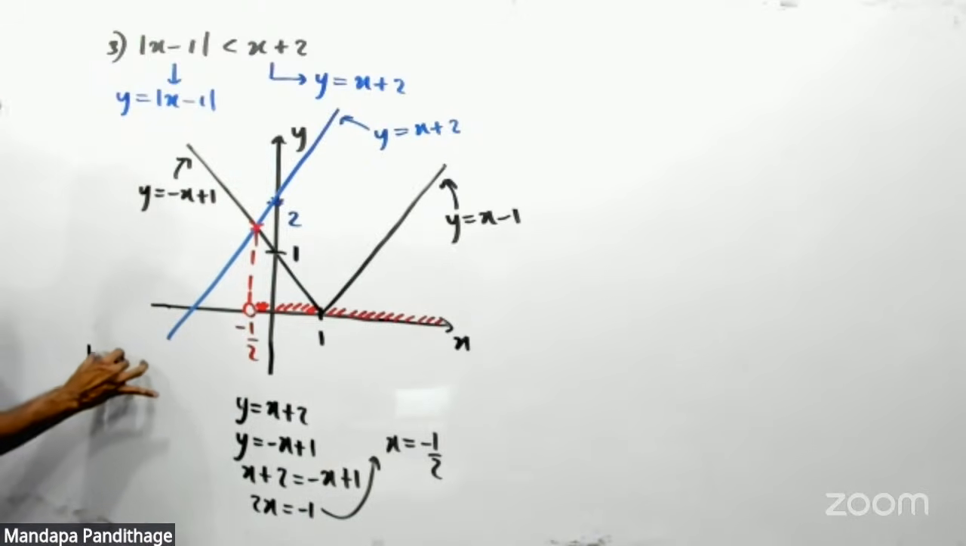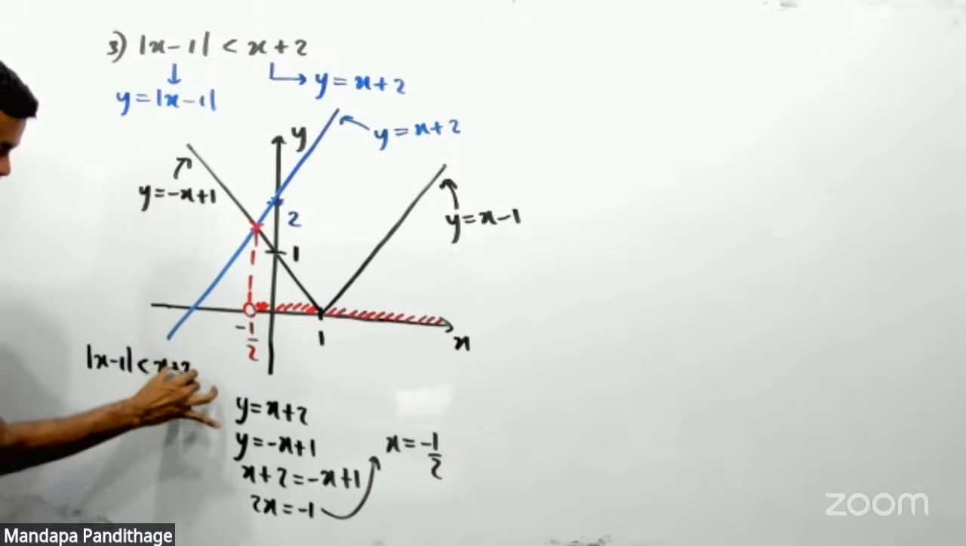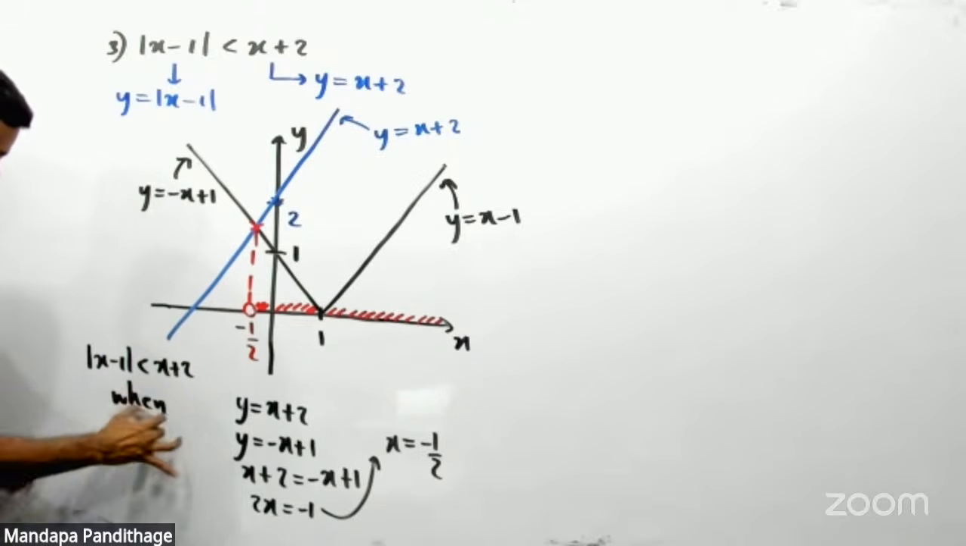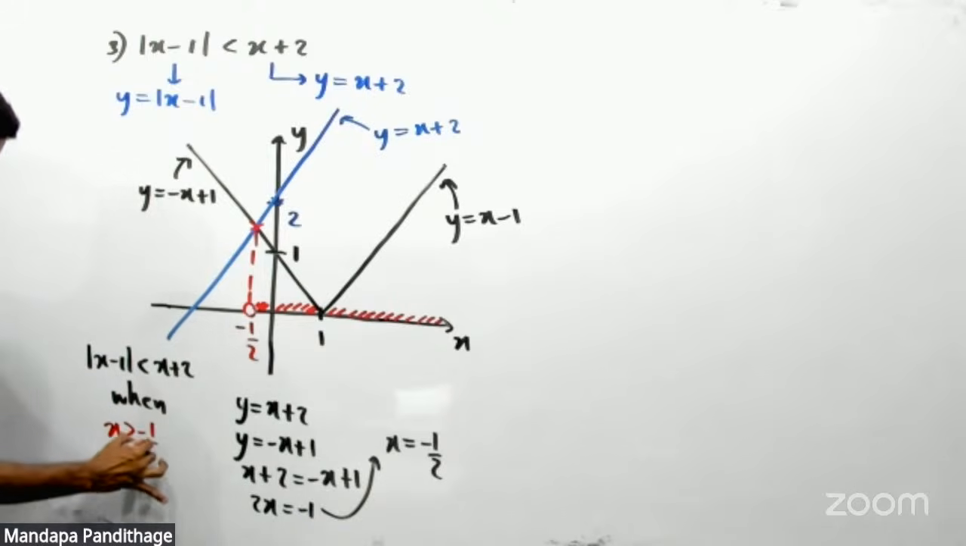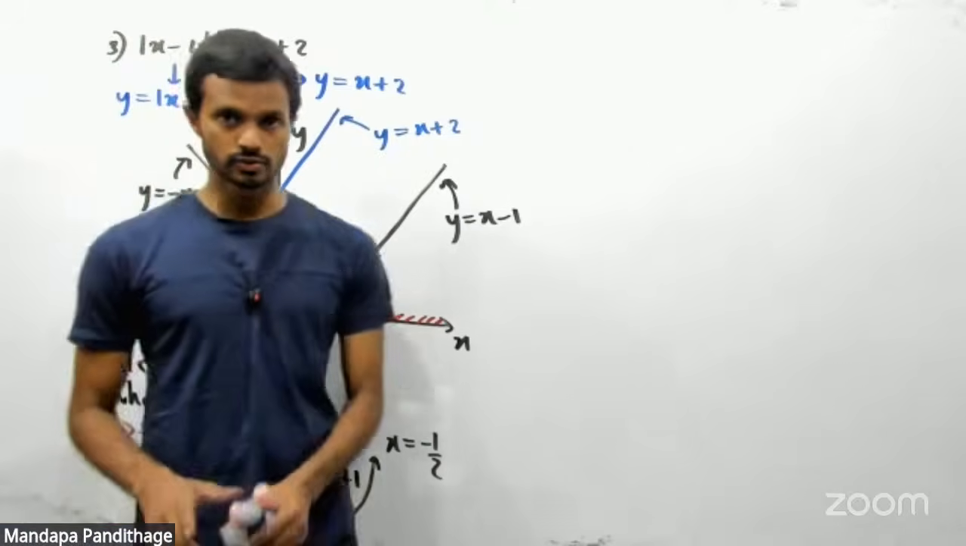Okay, then you can write the final answer. Modulus x minus 1 is greater than x plus 2 when x is greater than minus half. Okay.